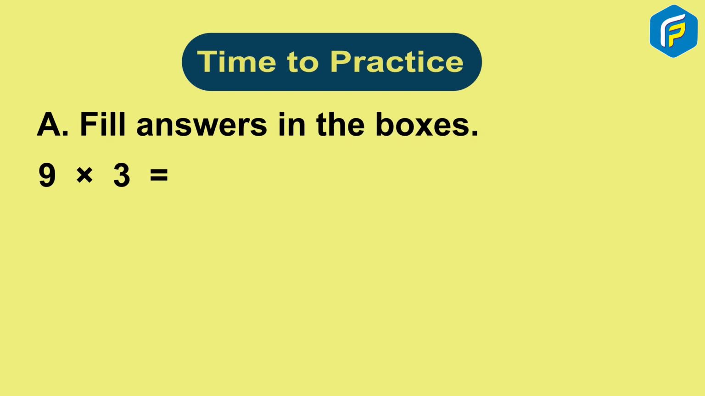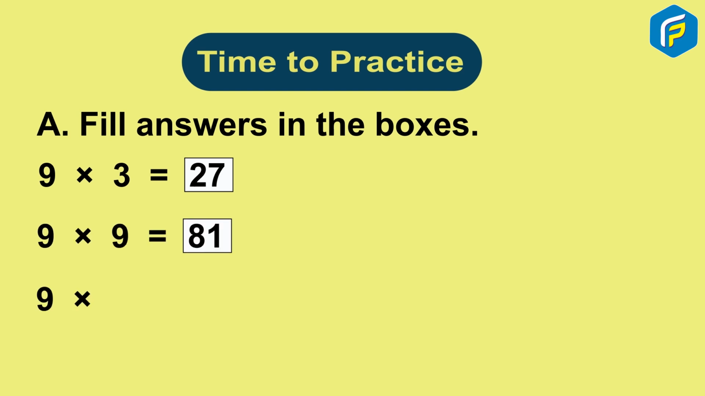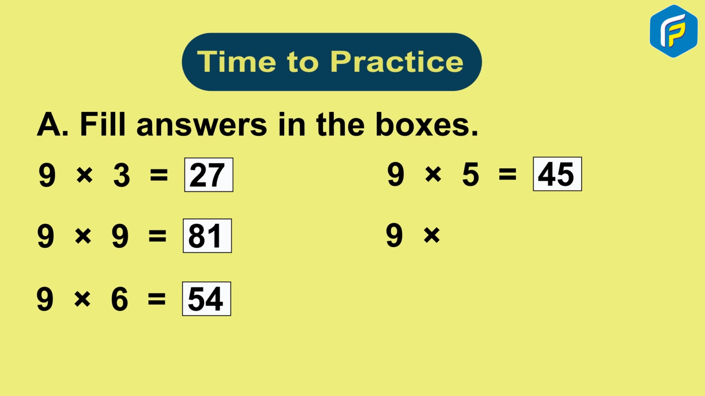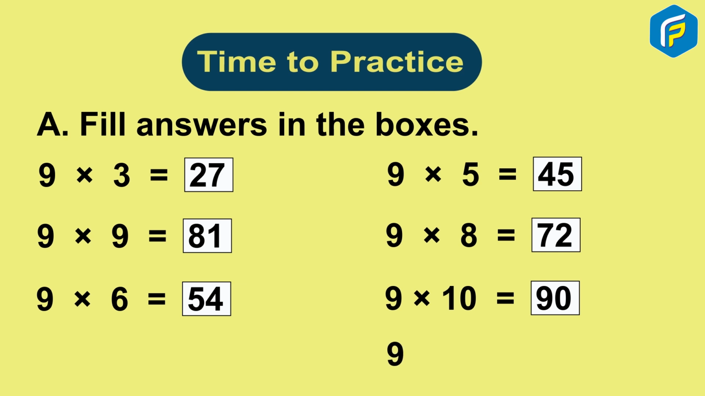9 into 3 is equals to 27. 9 into 9 is equals to 81. 9 into 6 is equals to 54. 9 into 5 is equals to 45. 9 into 8 is equals to 72. 9 into 10 is equals to 90. 9 into 2 is equals to 18.